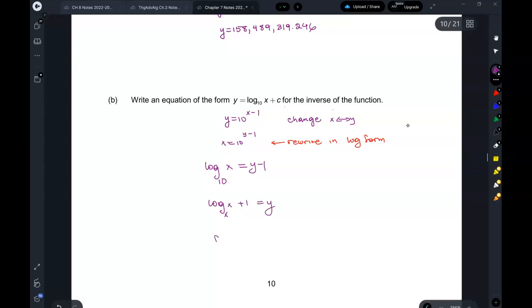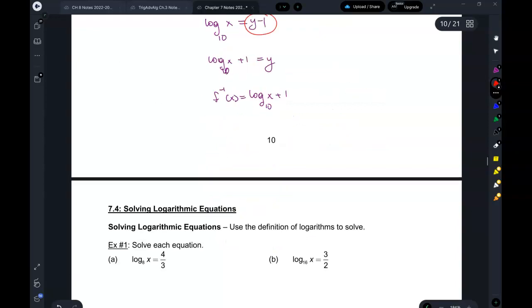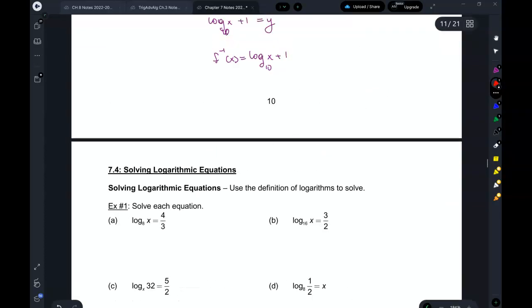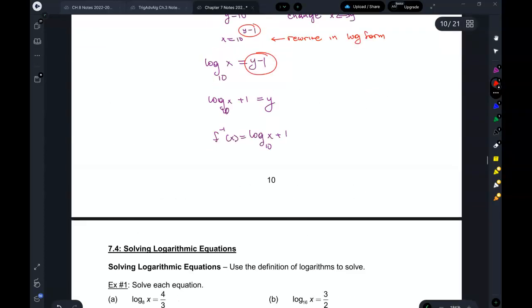And then to make it an inverse, we say f inverse of x. Wait, so is one technically c then? It says y equals log 10 x. Right, right. So remember, this is the exponent and it has to equal the logarithm. Okay, so that's that. This one's even quicker.